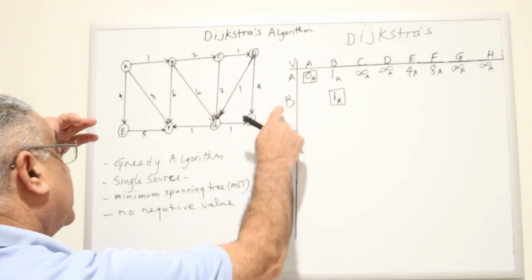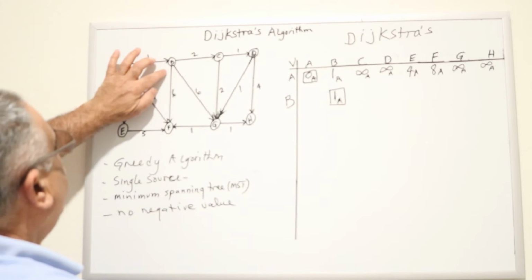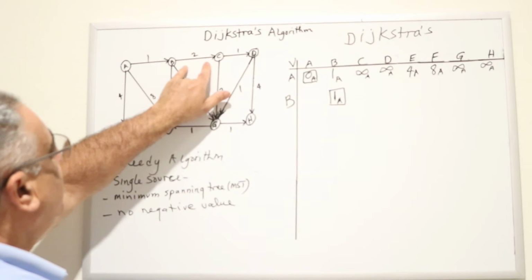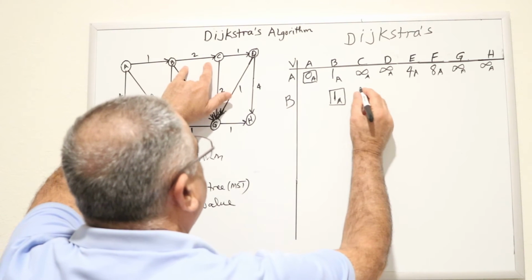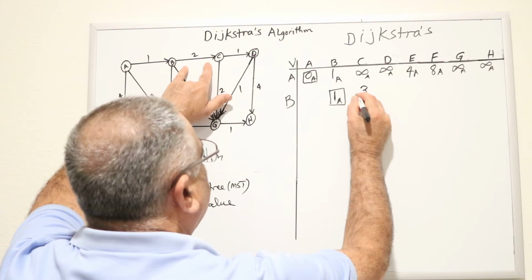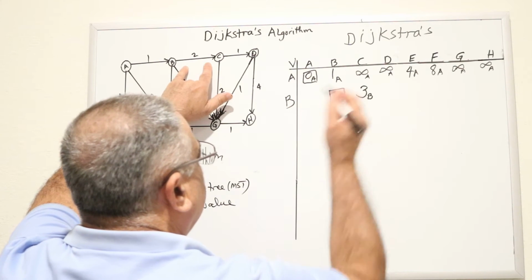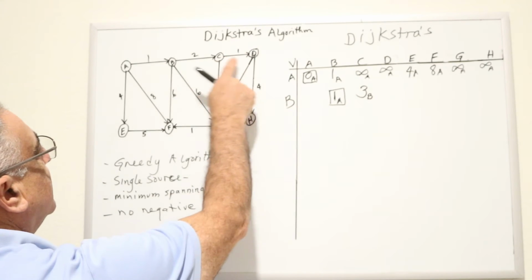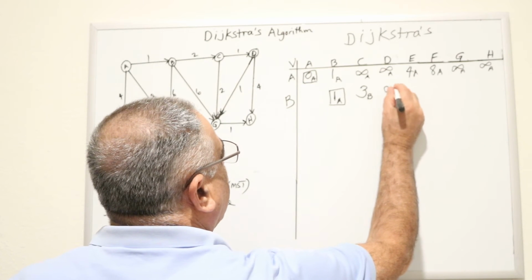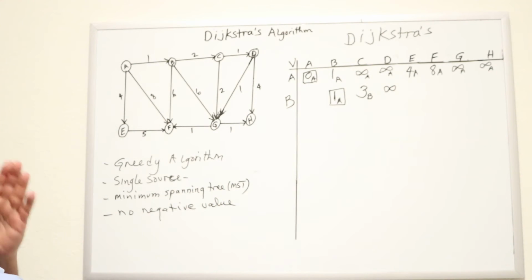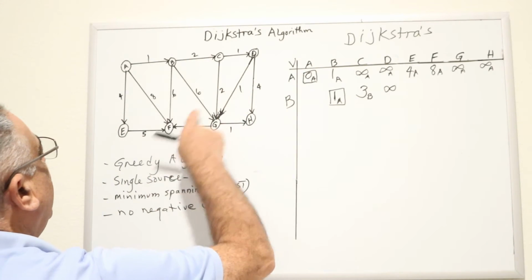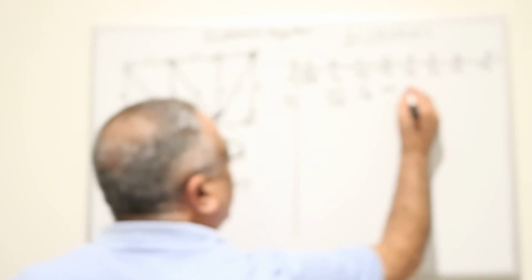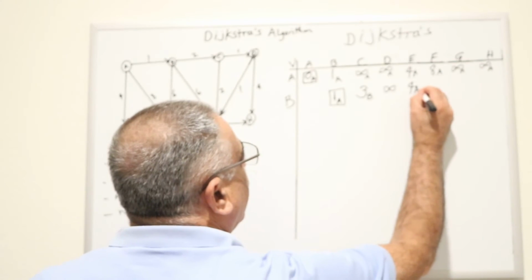Now, what is the cost from B to C? There is a 2 coming from 1 here, so that will be 2 plus 1, 3. That is better than infinity. See, that's 3 coming from B. Now, B to D, well, there is no direct connection. Leave it as infinity. B to E, there is no direct connection, but I had a 4, I'm going to leave the 4 there.